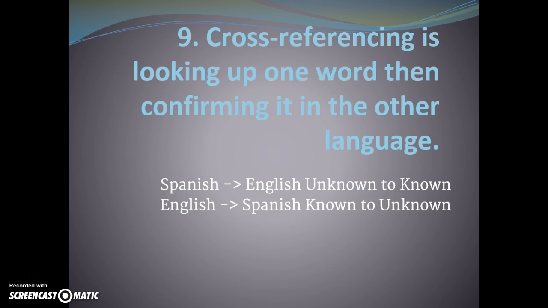Okay, so cross-referencing, it is a little time-consuming. However, you will need it less and less the more you advance through the language. So it will be a lot of upfront work, but it's worth it to make sure you have the right word.